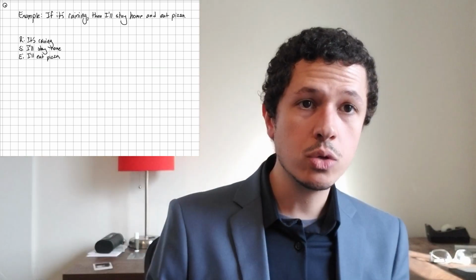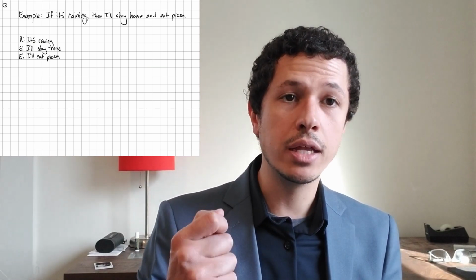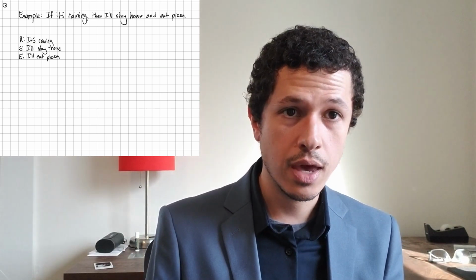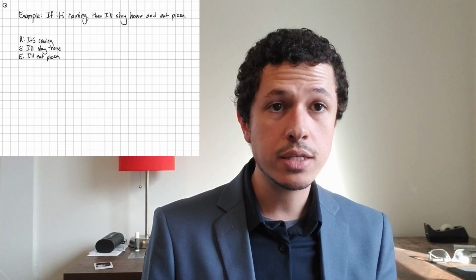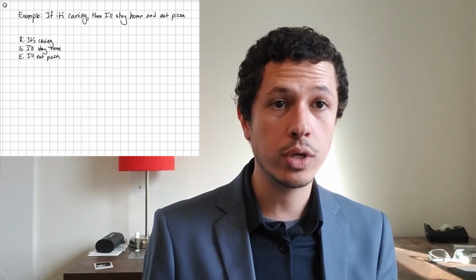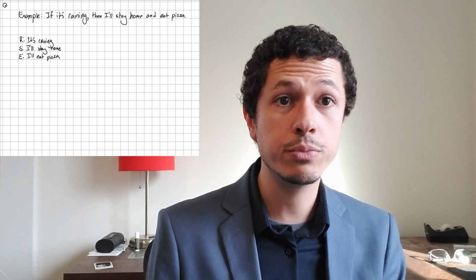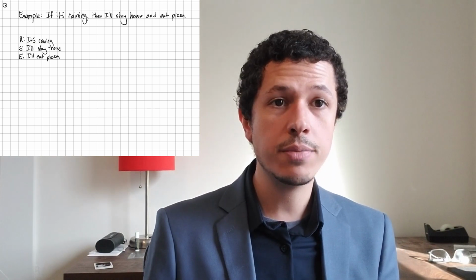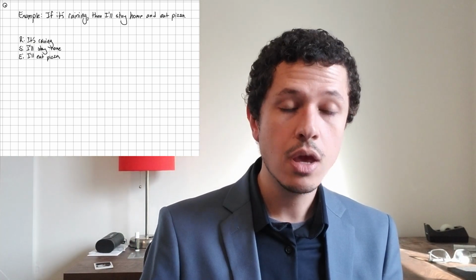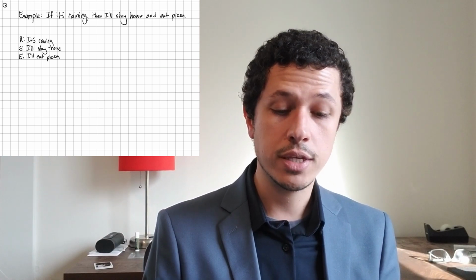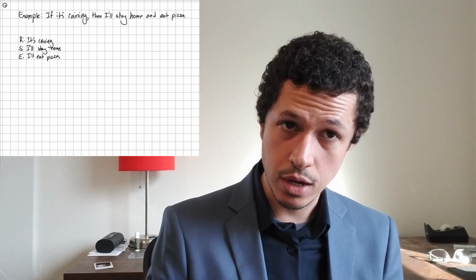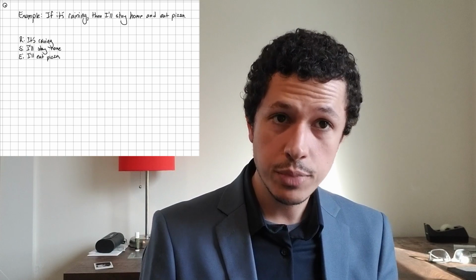And every single statement letter must represent an atomic statement. Every statement letter represents a statement that has no logical connectives, because you have access to the logical connectives, so you already have symbols that can represent those. R in this sentence represents it's raining. S represents I'll stay home. And E represents I'll eat pizza.